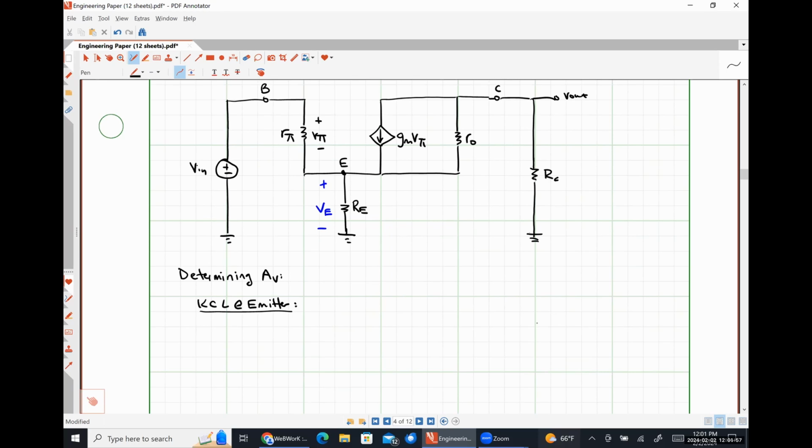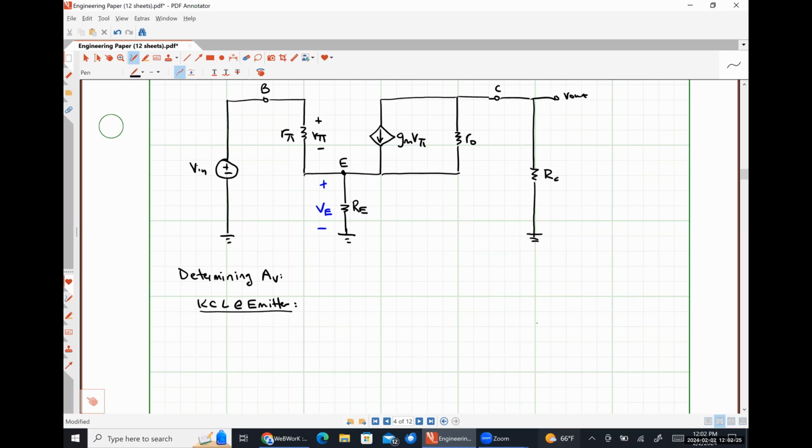So I'm going to say that the currents that are flowing in, which would be the current flowing down through resistor R pi, the current provided by this dependent current source, and the current flowing down through resistor R naught, are equal to the current flowing out, which is the current flowing through resistor RE. Okay. So just good old circuits one again. KCL, current flowing in equals current flowing out.